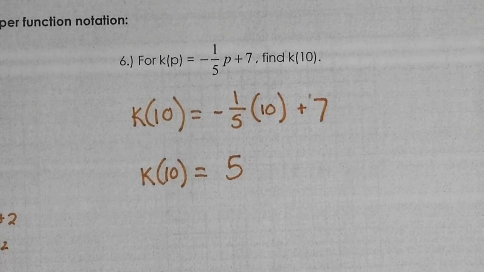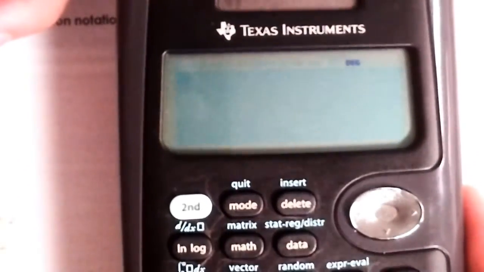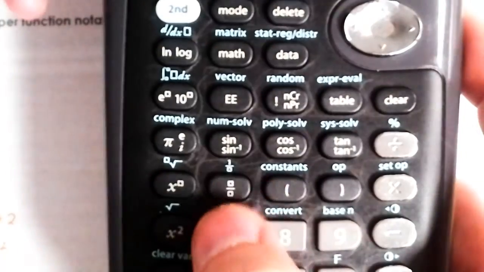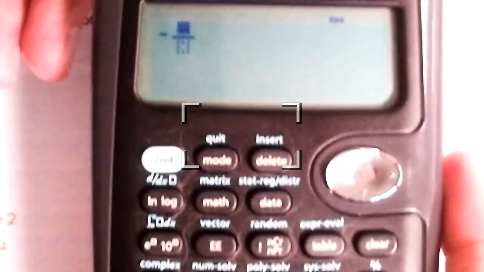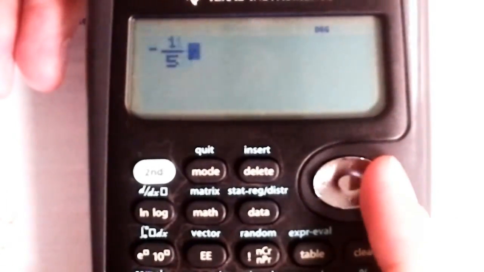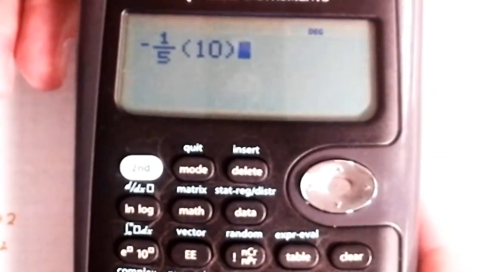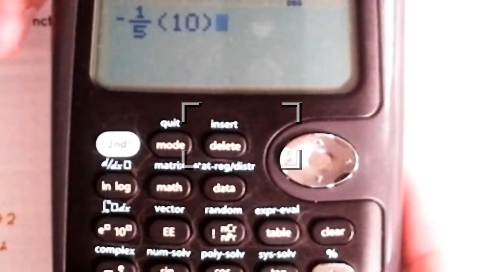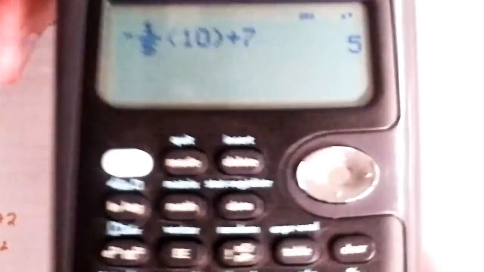No? Here, let me see it. Let me plug into the calculator so I can show all the fans out there what to do. Okay? So, in your calculator, negative 1/5. I would put in negative, and then I'd press the fraction button, which is right above the 7. You click that, and you get the fraction. 1 down 5. And then you press right to get outside the fraction, then you press parentheses 10, plus 7, and you get 5. 5 is the correct answer.